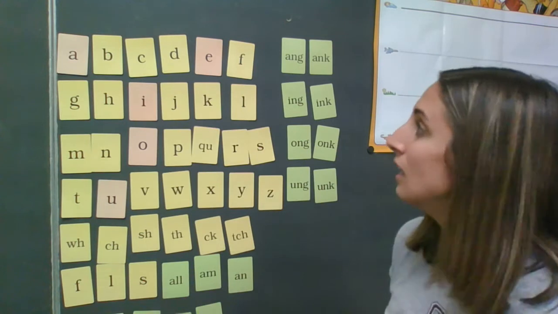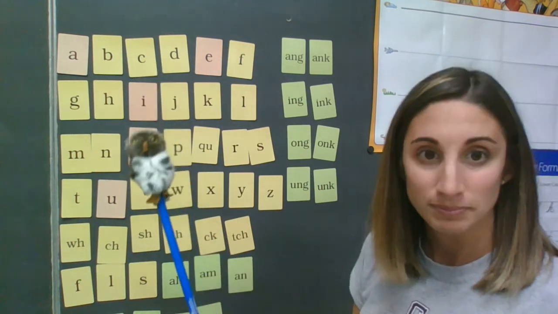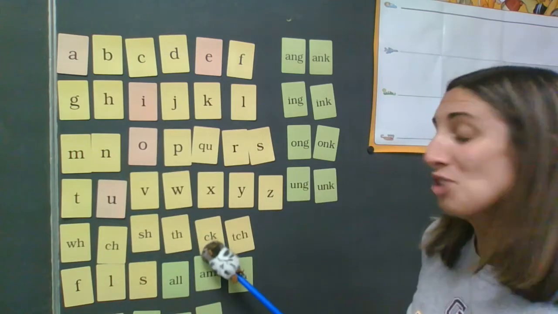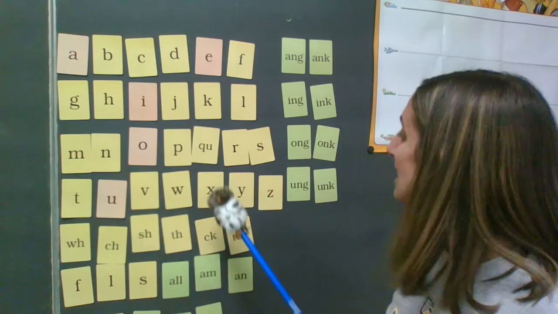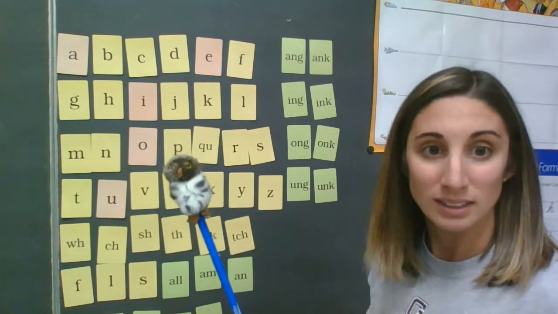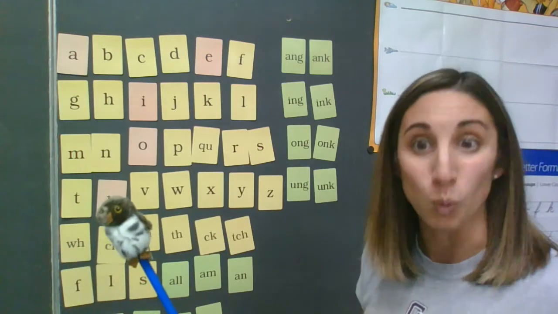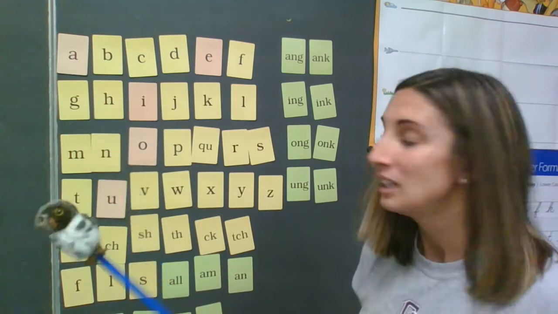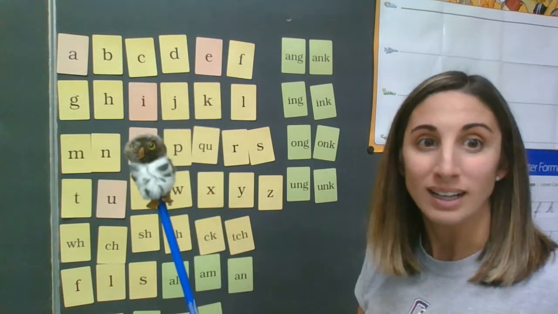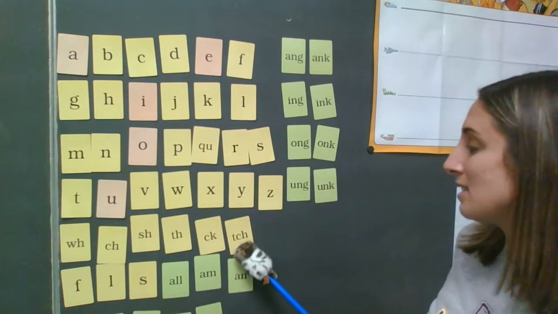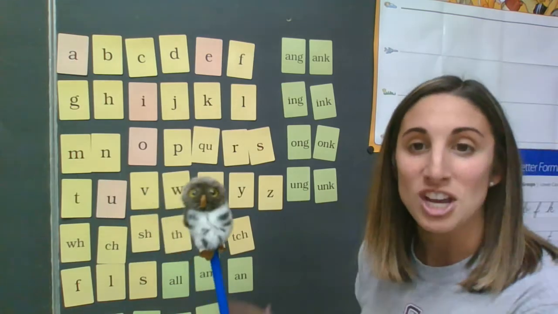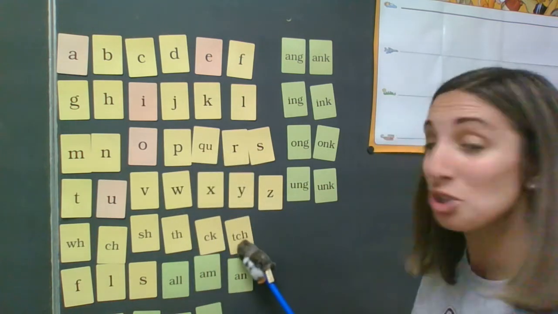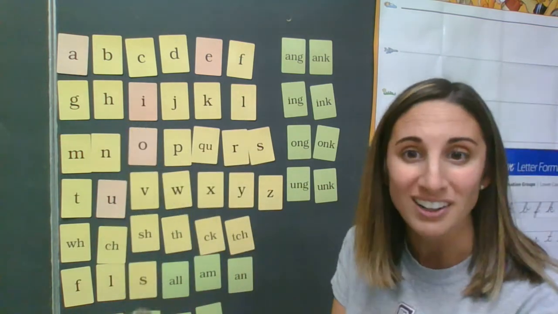Are you ready? C, cat. K, kite. CK, sock. W, wind. WH, whistle. G, game. QU, queen. And let's do our new one, please. TCH, catch. Very good. We added that trigraph to our repertoire yesterday.